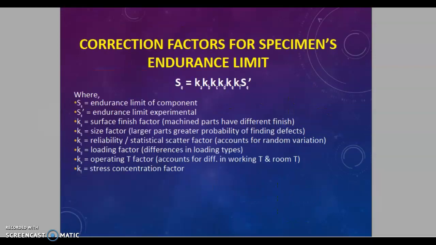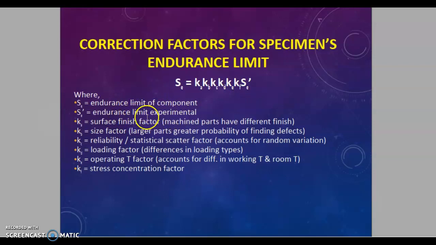Okay, we will now see correction factors for the specimen's endurance limit. There are various correction factors, from Ka, Kb, Kc, Kd, Ke, Kf. There are a total of 6 correction factors, where Se' is the endurance limit of the specimen, that is the experimental endurance limit, and Se is the endurance limit of the component.